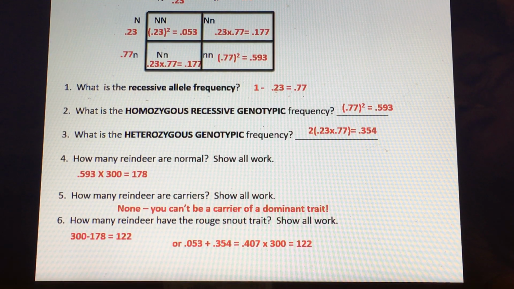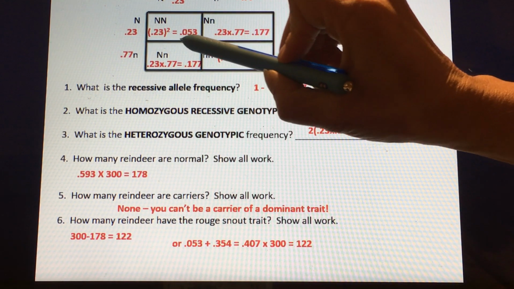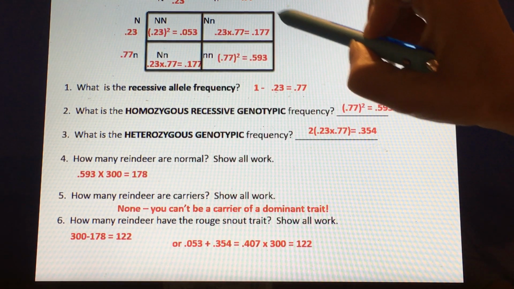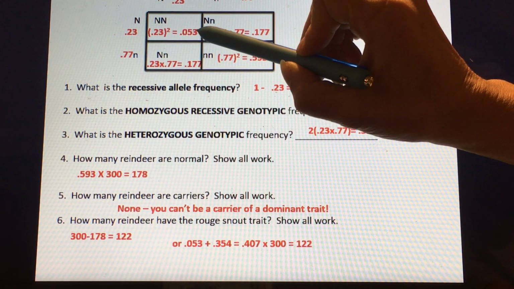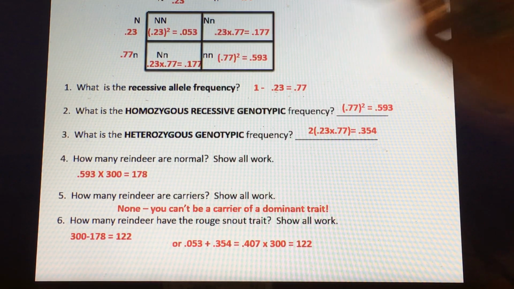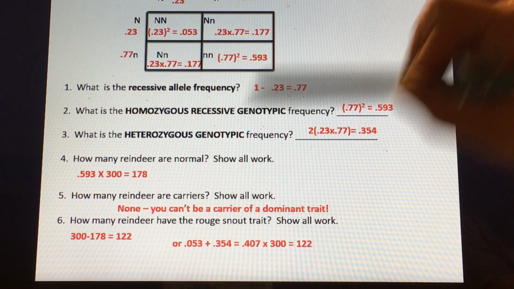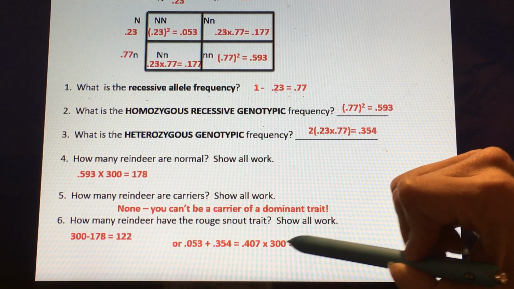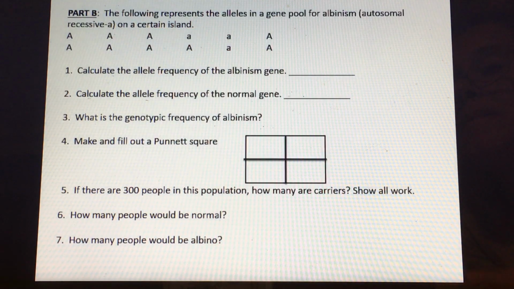That's wrong. It doesn't actually work. It seems like it should work. But remember, some individuals are going to be homozygous dominant, and some of them are going to be heterozygous. You need to figure out the percentage that would be homozygous, the percentage that would be heterozygous, add them together, and then multiply that fraction or ratio by the total population to get 122.